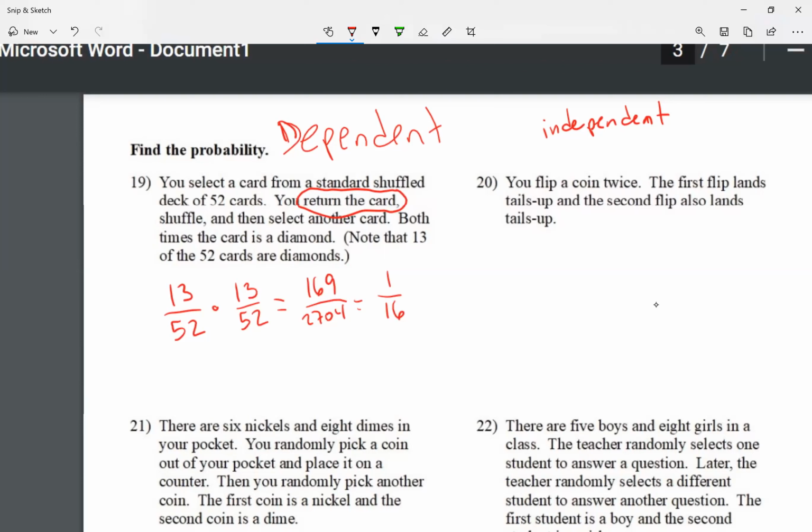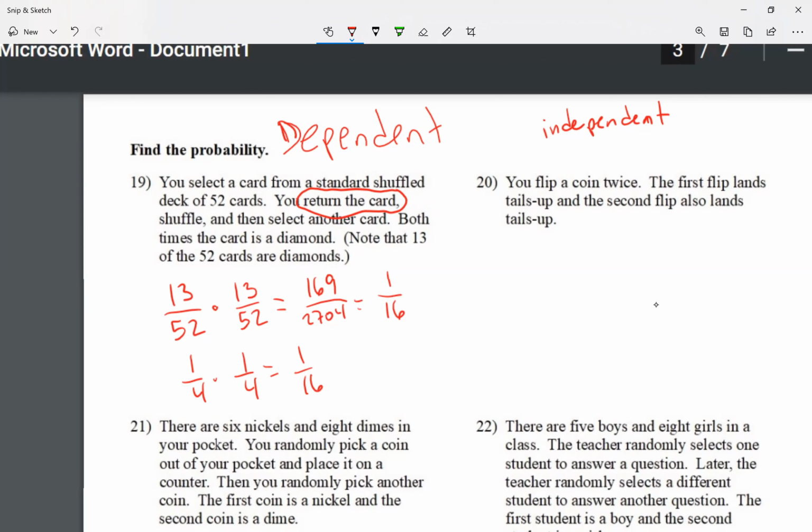Some of you might be like, really? Am I going to have to simplify big numbers? Well, you can always simplify first. 13 over 52 is 1 over 4. I would simplify first. 13 over 52 is 1 over 4. When I multiply across it is 1/16. So again, you can always simplify first.